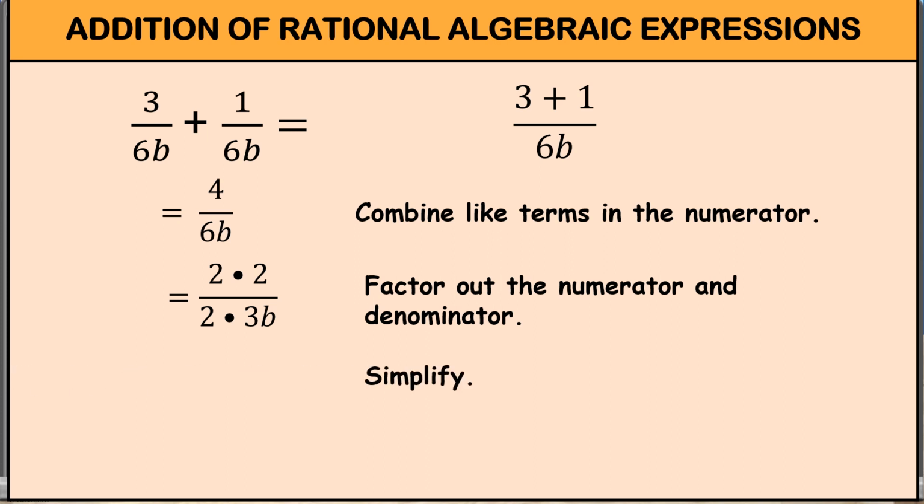So, make sure lang po na yung ang factoring natin ay all prime numbers. Take note of that, prime numbers. Simplify po natin by canceling po yung common factors between numerator and denominator and the remaining factors will be 2 over 3b. Copy?